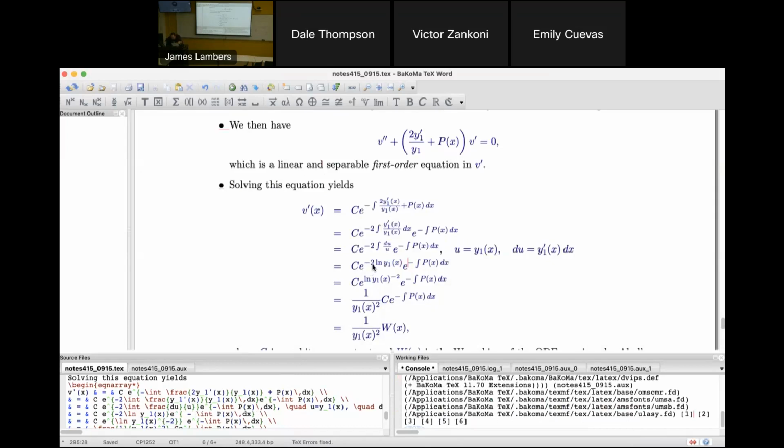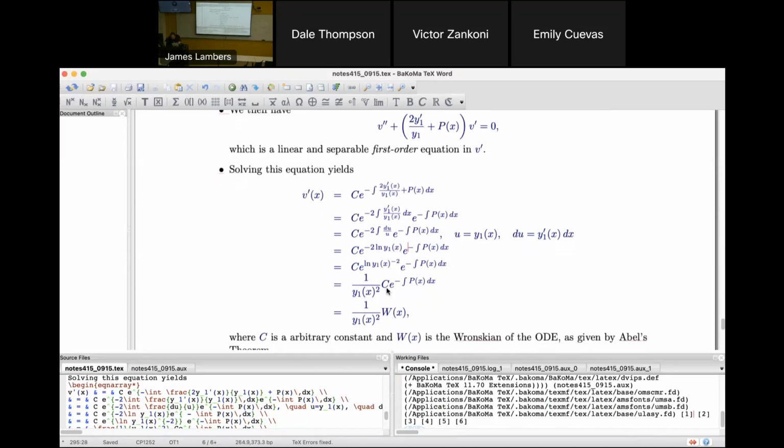Then, from here to here, I use properties of logarithmic functions. This -2, I can move up here as an exponent. So now I have e to the log of y1 to the -2. The e and the log cancel, which gives me just 1 over y1 squared. I still have the rest of this, although it's constant times e to the integral of minus p, that's already known to be the Wronskian.